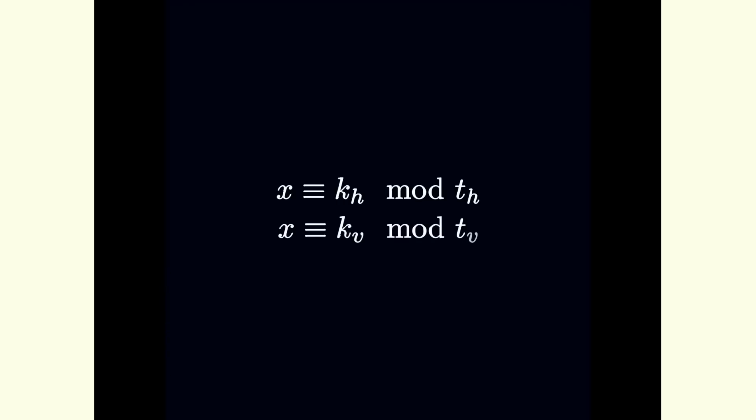Going back to our problem before, asking for a number that's kh more than a multiple of th means that our number x is congruent to kh mod th. Additionally, our same number x is congruent to kv mod tv. So how do we solve a system of equations like this?